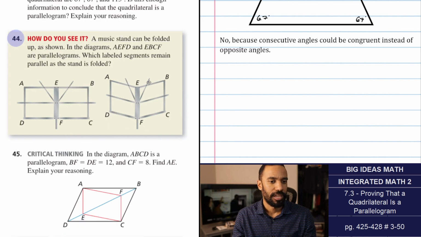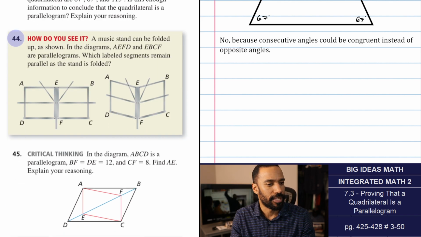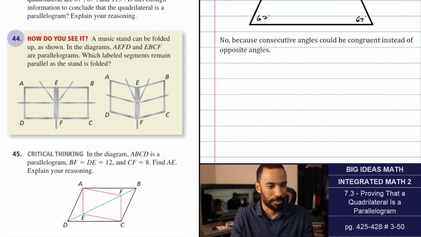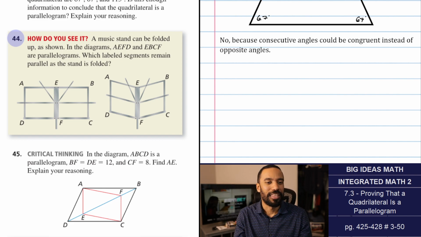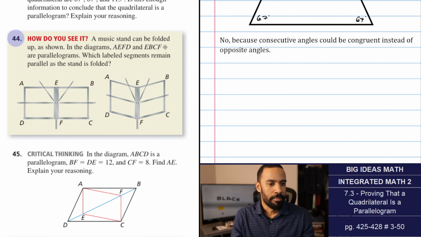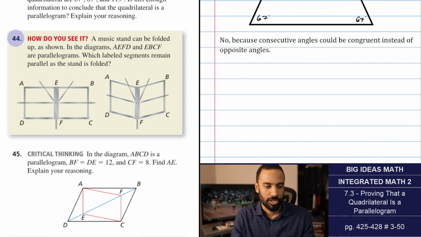Here's the how do you see it. A music stand can be folded up as shown. Trying to think what a music stand is. I didn't know you could fold them up. In the diagrams, AE, FD, and EBCF are parallelograms. Which labeled segments remain parallel as the stand is folded? They're not asking us to explain why.